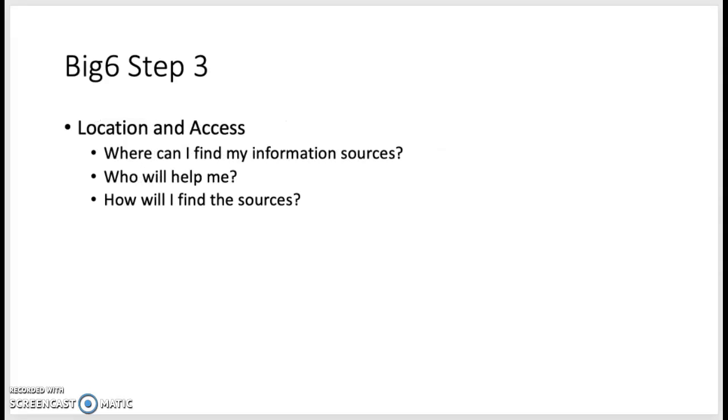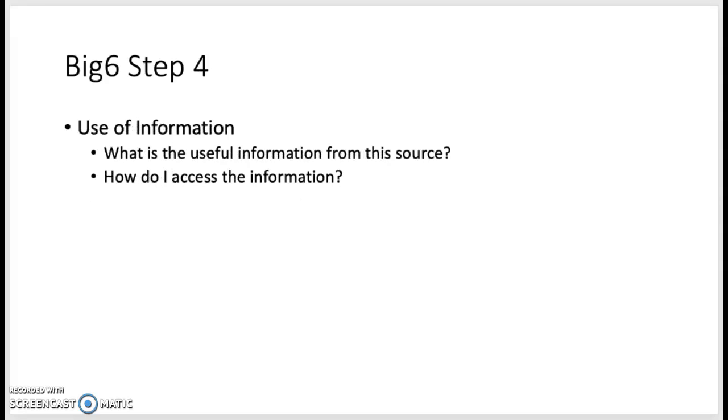Big 6 step 3. Location and access. Where can I find my information sources? Could it be in the library, in my classroom, in a book, on the internet? Who will help me? Guess what? Mrs. Sargent, your school librarian, or your teachers can help you find this information. And how will I find the sources? So list some ways that you can find your sources.